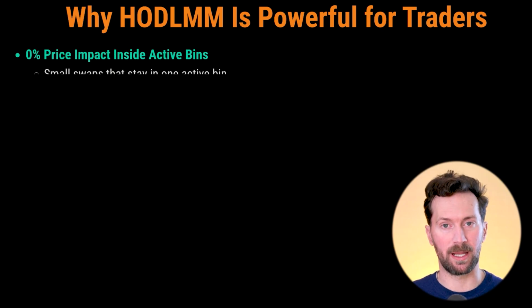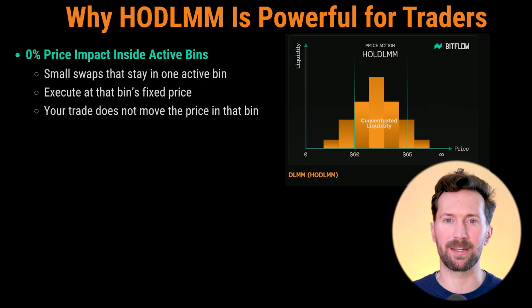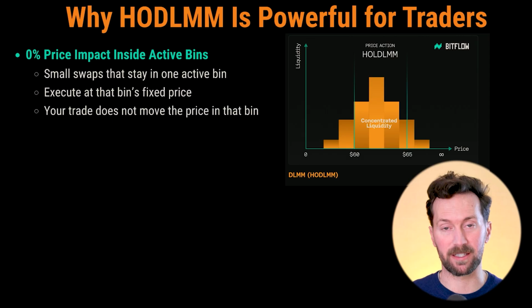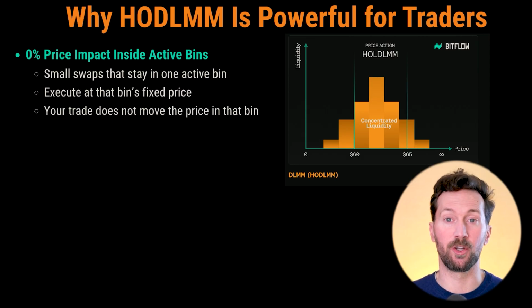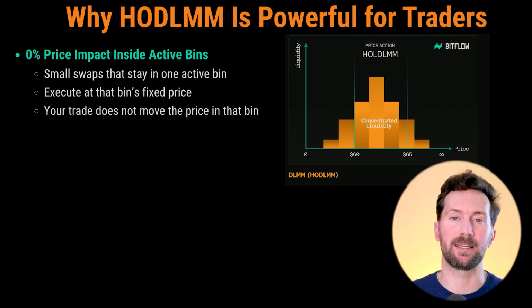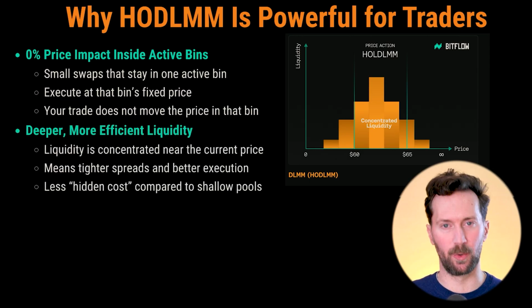1, 0% price impact inside active bins. As long as a swap happens entirely within a single price bin that has enough liquidity, the trade executes at that bin's fixed price. Inside that bin, your trade does not move the price, and it has 0% price impact at that level.